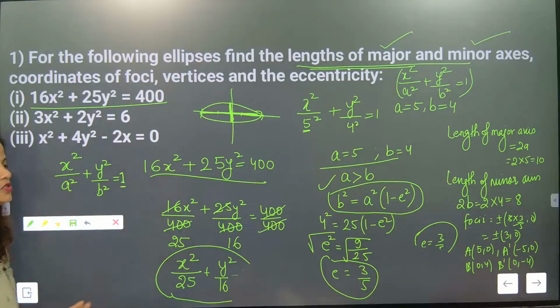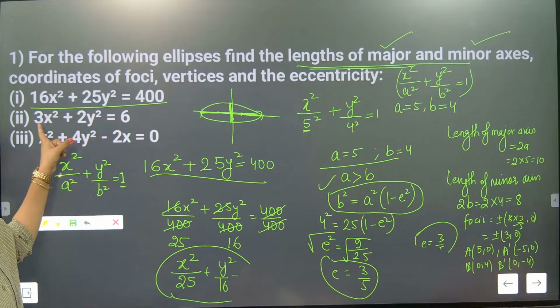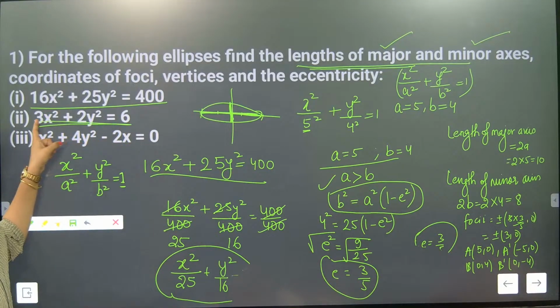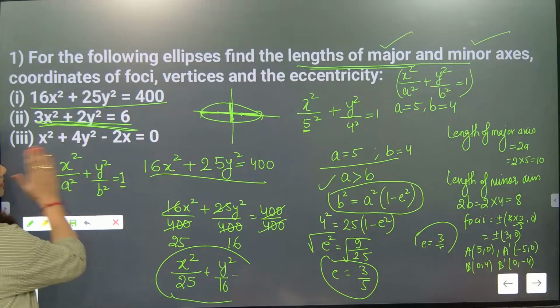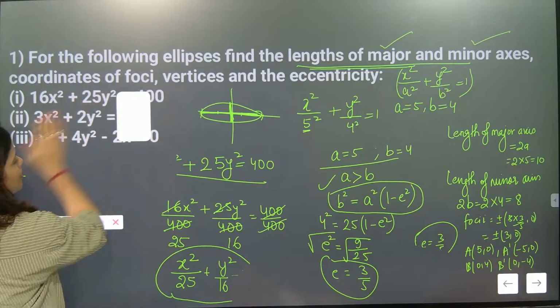So this is the first question we have solved, and now we are going to head towards the second question. This is our second question, and let's see how to solve it.